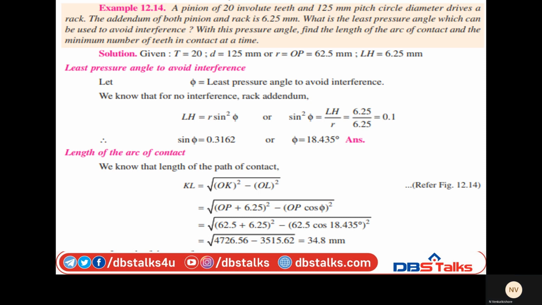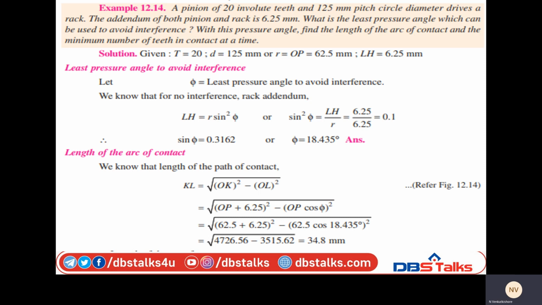So we know that for no interference, rack addendum LH is equal to small r into sin square phi, or sin square phi is equal to LH by small r, that is equal to 0.1, and sin phi is equal to 0.3162, so phi is equal to 18.435 degrees. That is a simple formula.